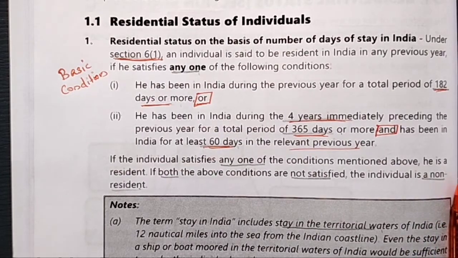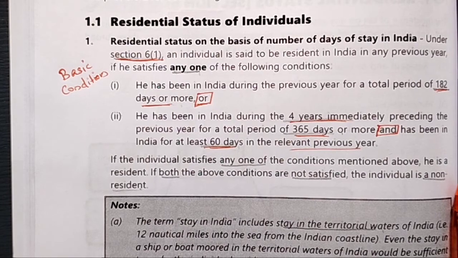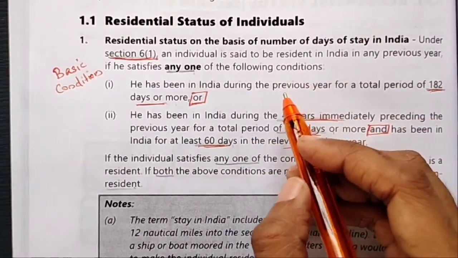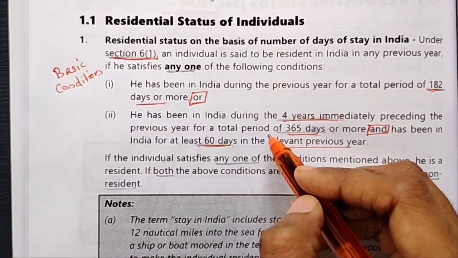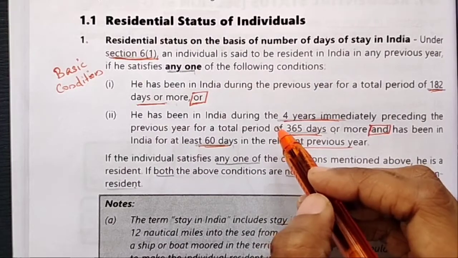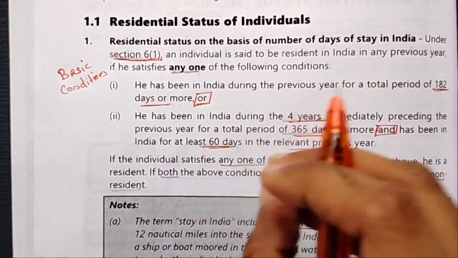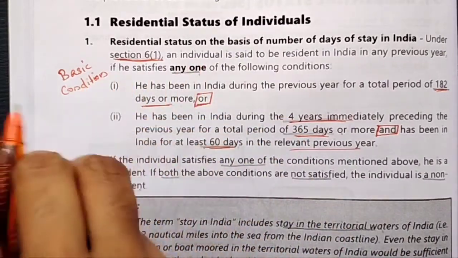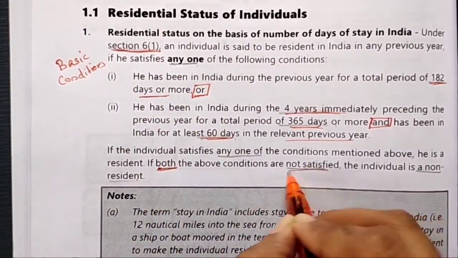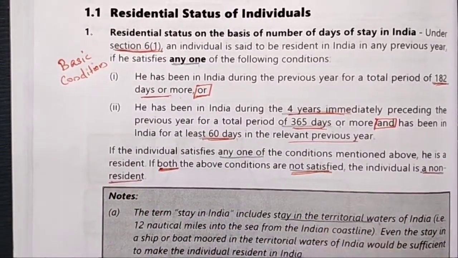So, in the current previous year, he must stay in India for a minimum of 60 days, and along with that, he has been in India for an aggregate of 365 days during the preceding 4 previous years. So, either of these two conditions must be satisfied for becoming a resident. If both the conditions are not satisfied, then that person becomes a non-resident.